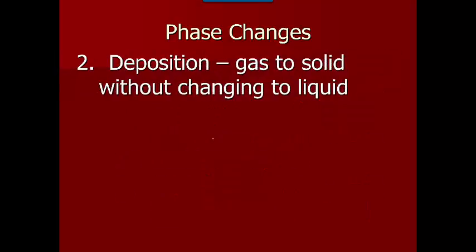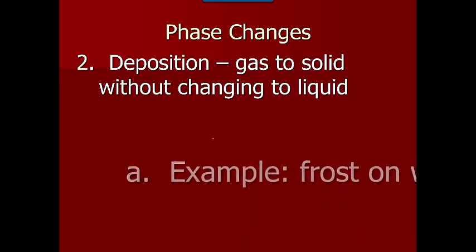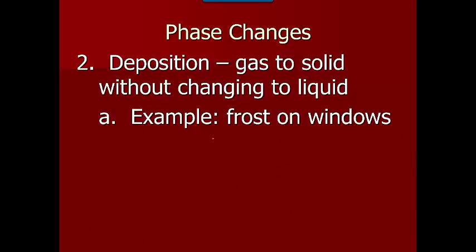And then the last one is deposition, and this is when a gas turns to a solid without becoming a liquid first. Frost on your windows is a really good example of this. Just the right temperature is met, and so again there's water vapor in your air, but instead of turning to just water droplets, condensation, it's cold enough that it just immediately freezes right away without becoming a liquid first.